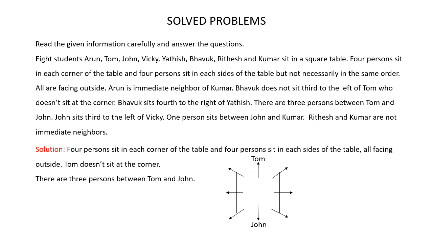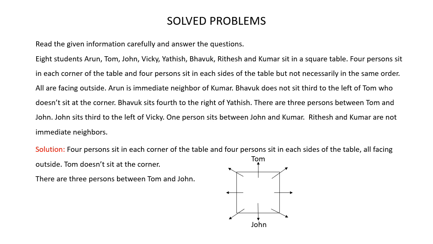So now it's given 8 students sit at a square table. 4 persons sit at each corner of the table and 4 persons sit at each side of the table and all are facing outside. So first draw a square and mark 8 positions for the 8 students with arrows all pointing towards the outside. Now these positions have to be such that one person sits at each corner of the square and one person sits at each of the sides of the square.